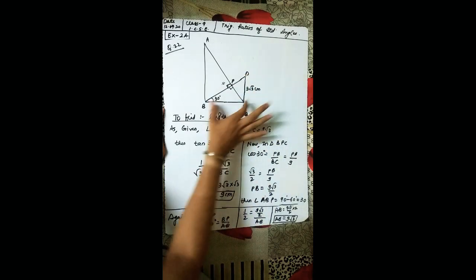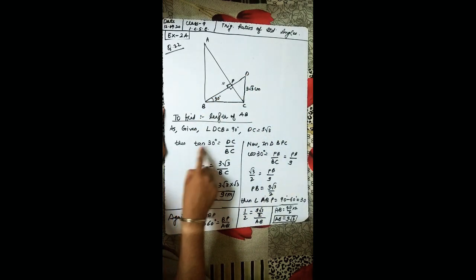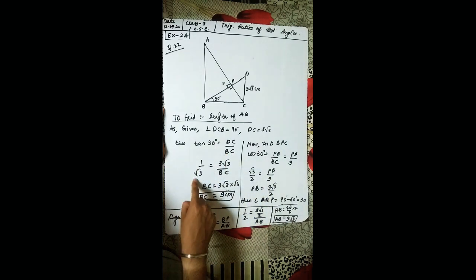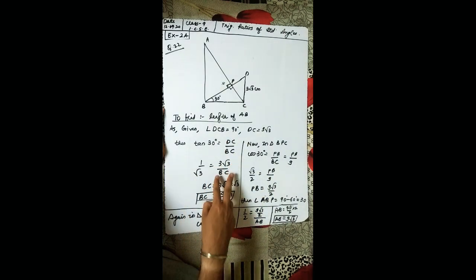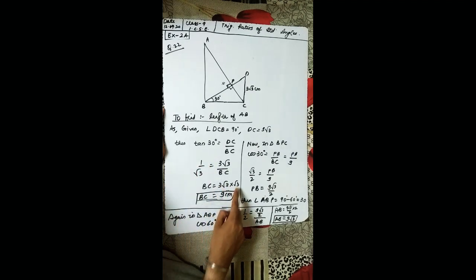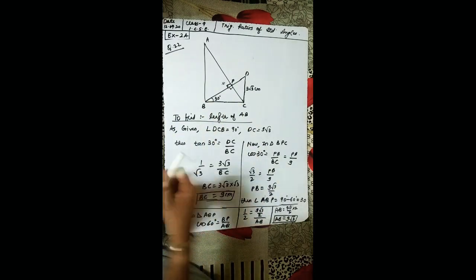This is perpendicular, this is base, theta is given. So tan 30 degree will be equal to perpendicular upon base. Tan 30 degree is 1 upon under root 3 and DC is 3 root 3 upon BC. Take BC that side. So it will be 3 root 3 into 3 into root 3. It will give you 9 centimeters. So you got BC as 9 centimeter.